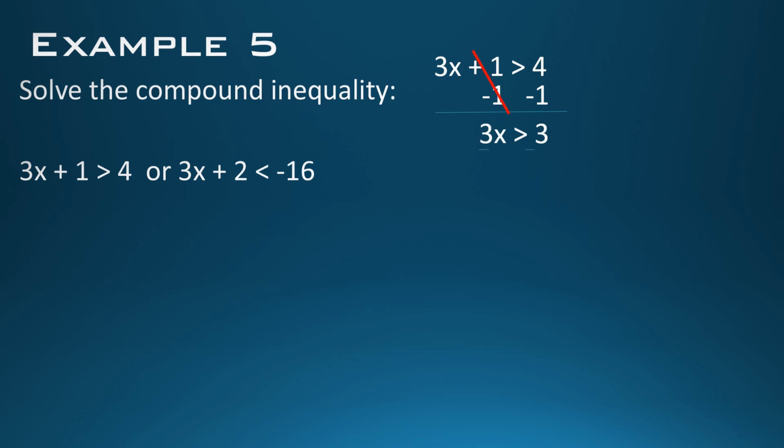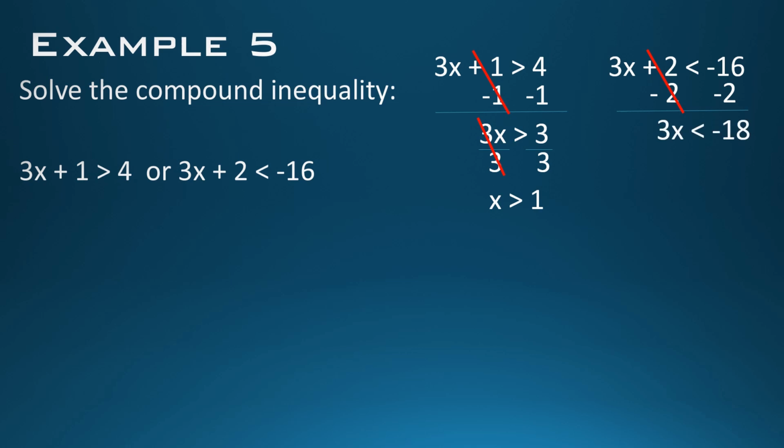Then we divide by 3 on both sides, which gives us x greater than 1. Now let's look at the second one. We have 3x plus 2 is less than negative 16. So we subtract 2 from both sides, and we end up with 3x is less than negative 18. Then we divide by 3 on both sides, leaving us with x is less than negative 6.